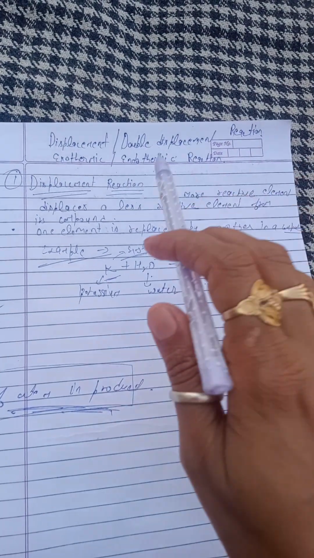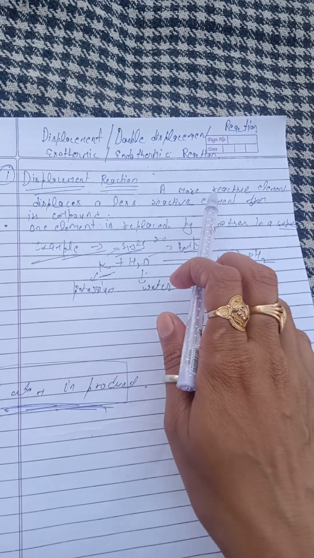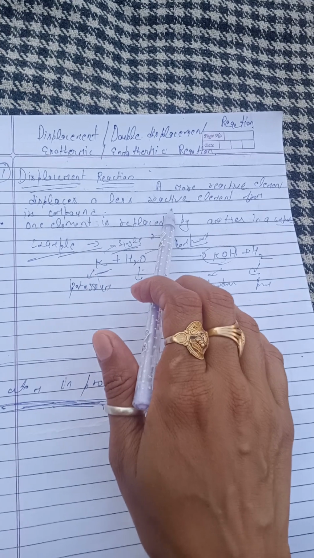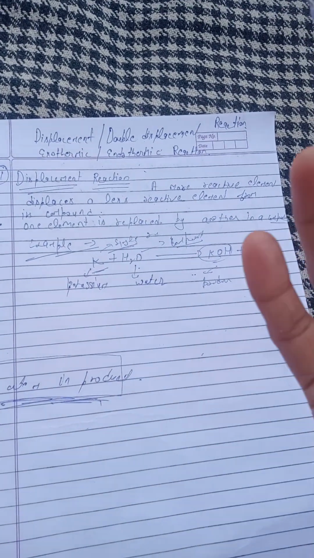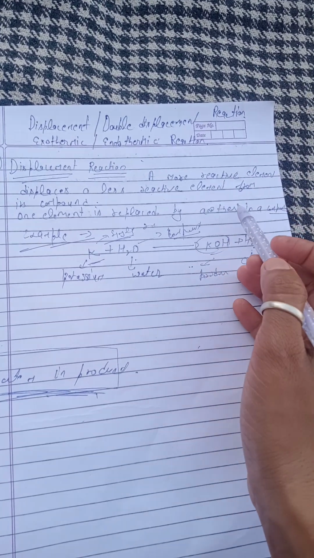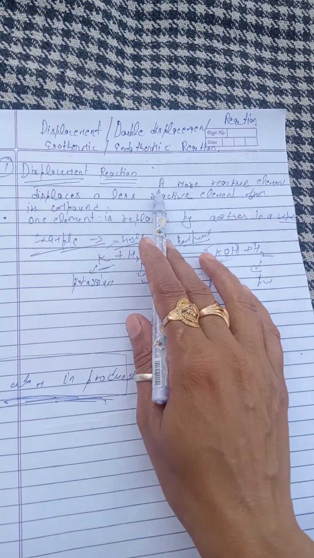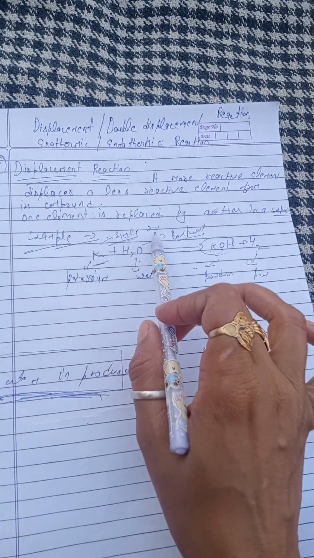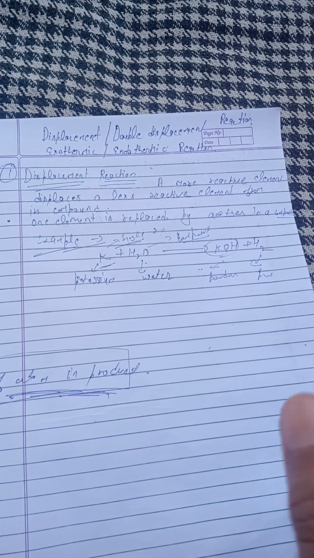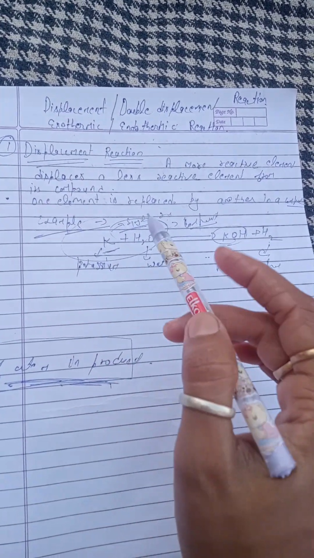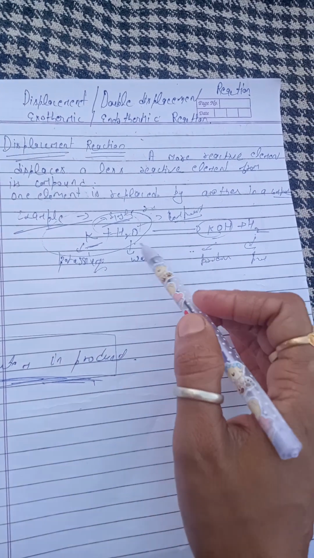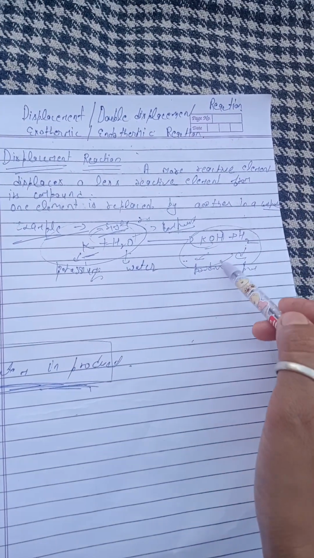A displacement reaction is that reaction when a more reactive element displaces a less reactive element. It means we can say that when a more reactive element is displaced by a less reactive element, then it is called the displacement reaction. In a short way, we can say that when one element of the reactant is displaced by another element in the product, then it is called the displacement reaction.